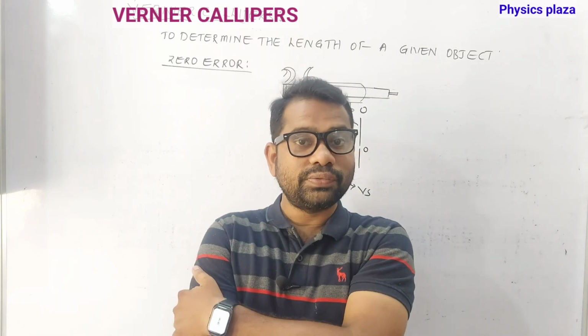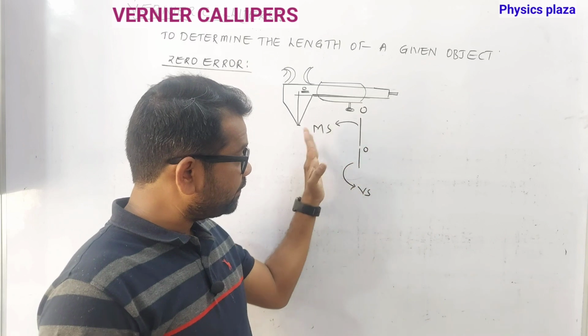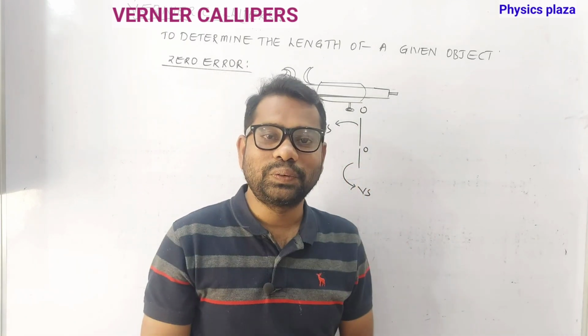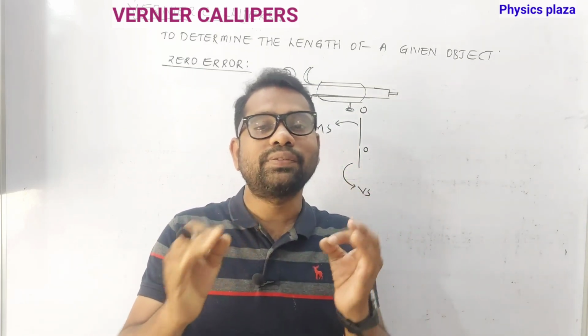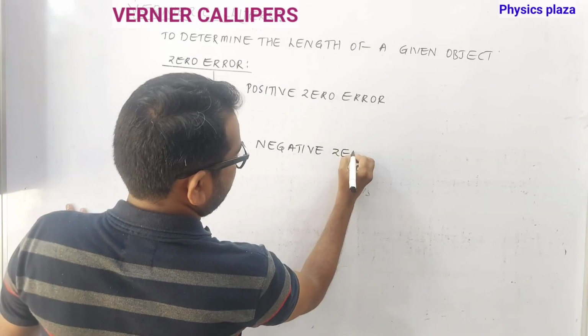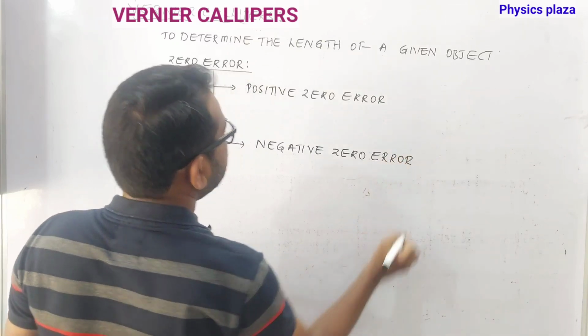If it is not coinciding, you may wonder what happens. The zero reading of the vernier scale can be on the left side, yes, it is possible, or even on the right side. Based on that only, we have two types of zero errors, children. We have negative zero error. Now let us see what a positive zero error is.